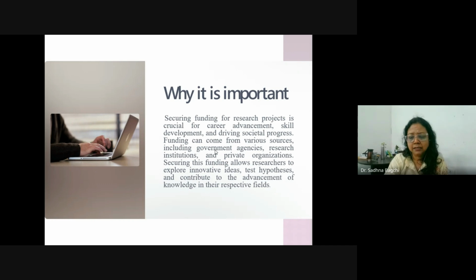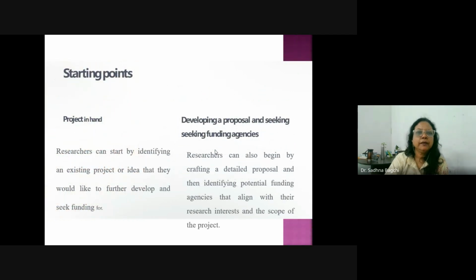Let us see how to write a proposal and secure your funding. Starting points: what should the scenarios be? The first scenario is that a project is already in your hand. Some researchers already have their proposals accepted by the funding agency, while someone else is developing a proposal and seeking funding. This session is going to help with both. Whether you have the proposal or project in hand, or you are seeking a funding agency, I am going to take care of both in this presentation.